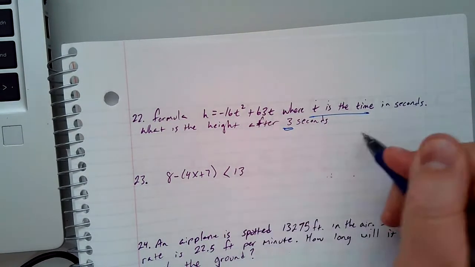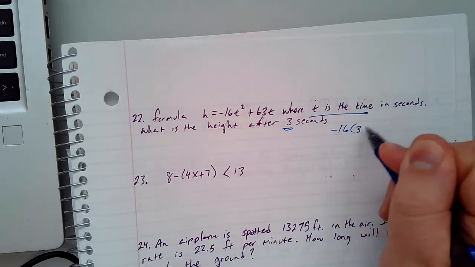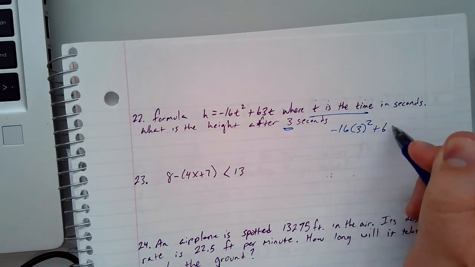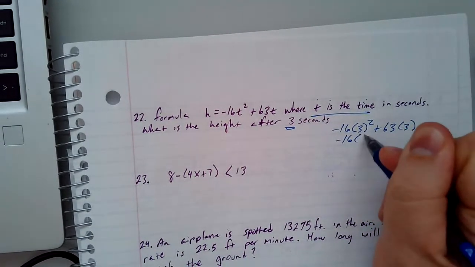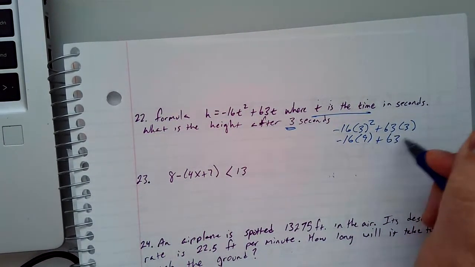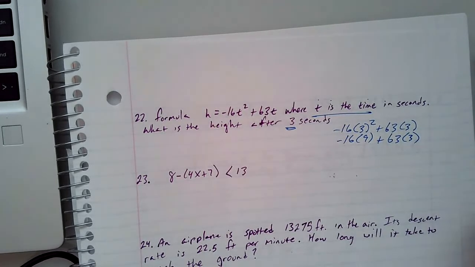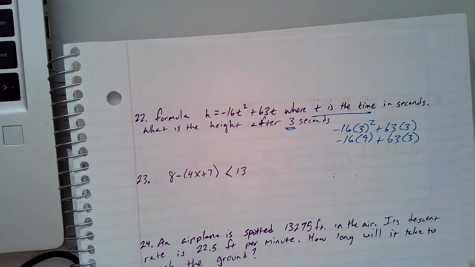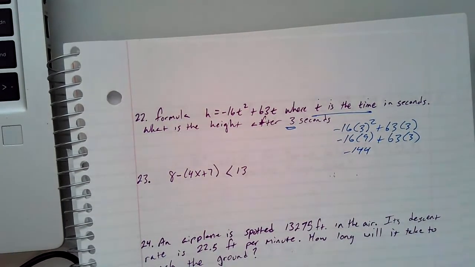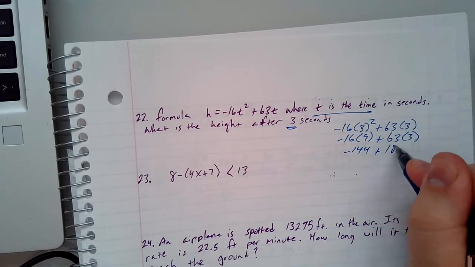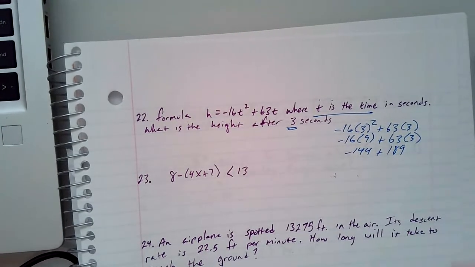So we have negative 16 times 3 squared plus 63 times 3. So I know negative 16 times 9 plus 63 times 3. You can type that in your calculator straight away. I'm going to do it one piece at a time, just so you can see it on my paper. So negative 16 times 9 is going to give us negative 144. And then 63 times 3 is a little bit more than that. We're going to combine those like terms.